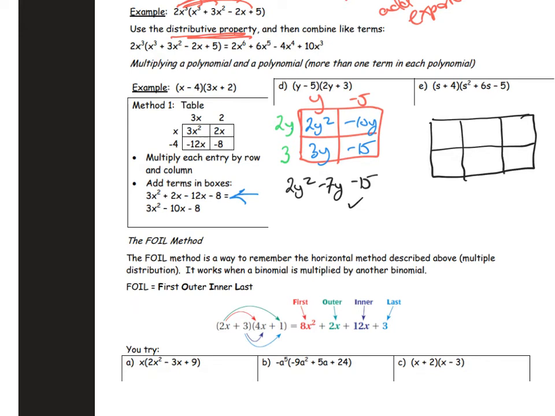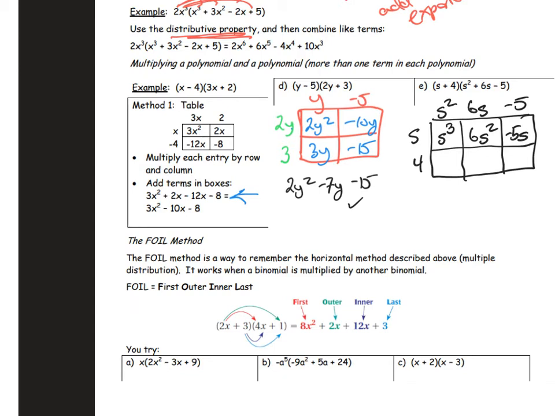So if I'm looking at this one, I got an s and a 4 here. I don't really like s's, I need to change that. I got an s squared, a 6s, and a -5. The signs are gonna stay with it. So s times s squared is s to the 3rd power. S times 6s is gonna give me a 6s squared. S times -5 is going to give me a -5s.